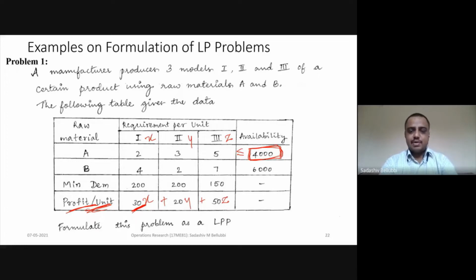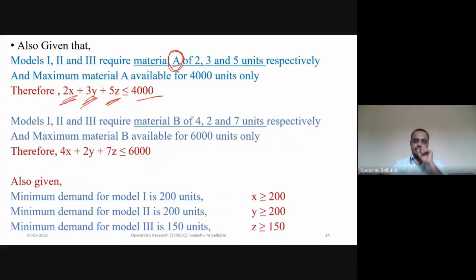Material A is available only for 4,000 units. That's why it should be less than or equal to. Even for material B, it is 6,000, and this is again less than or equal to. For material B, it will be 4x plus 2y plus 7z should be less than or equal to 6,000. This is for the second material.